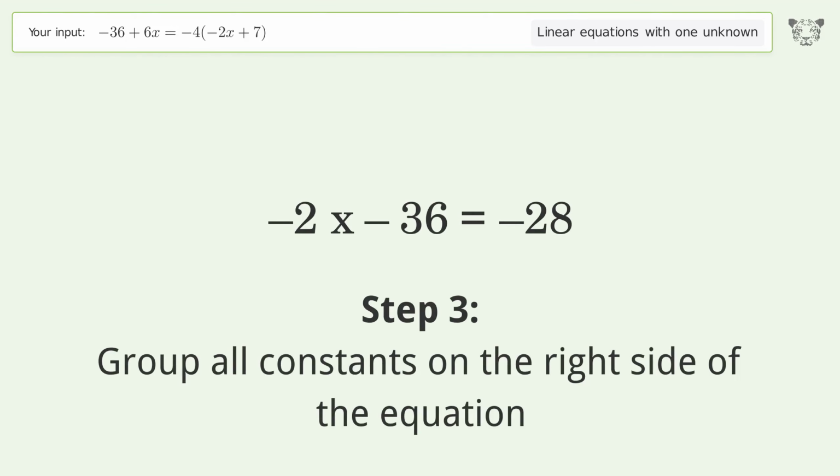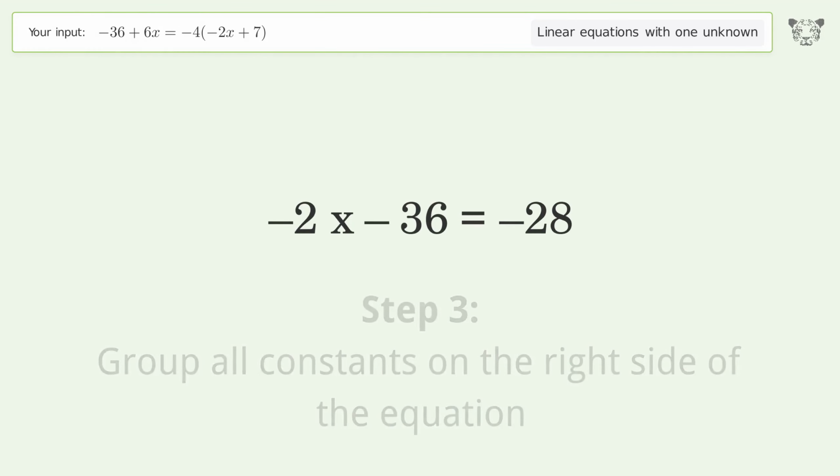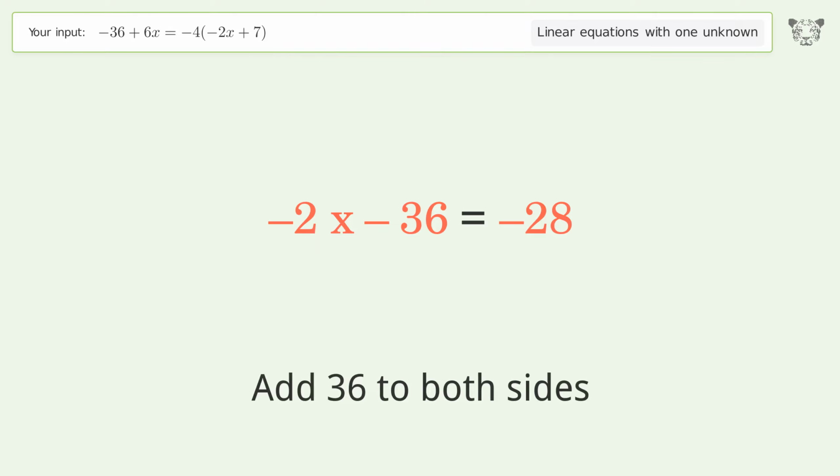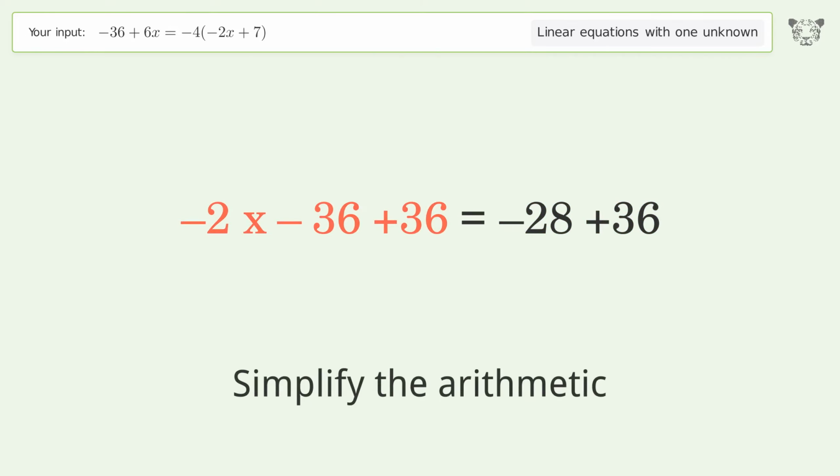Group all constants on the right side of the equation. Add 36 to both sides. Simplify the arithmetic.